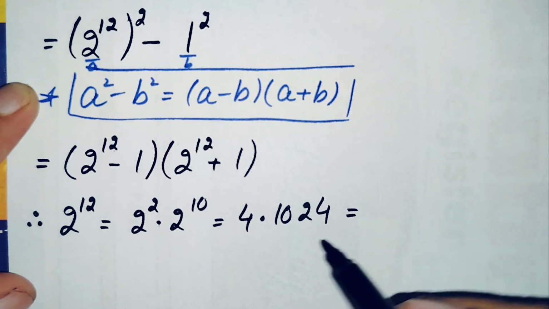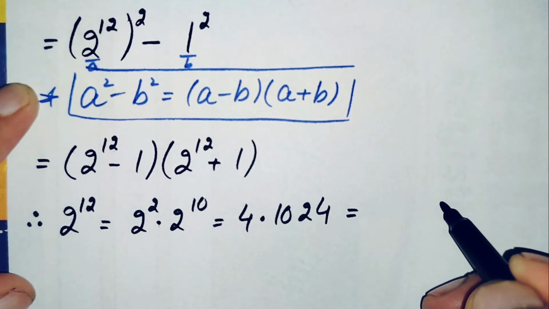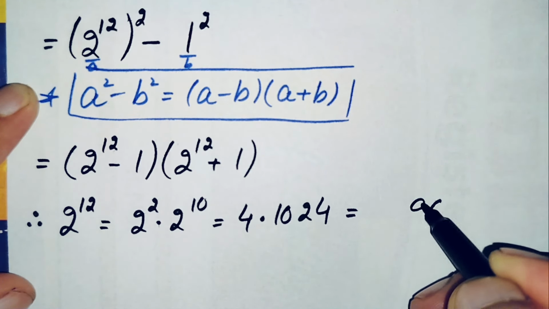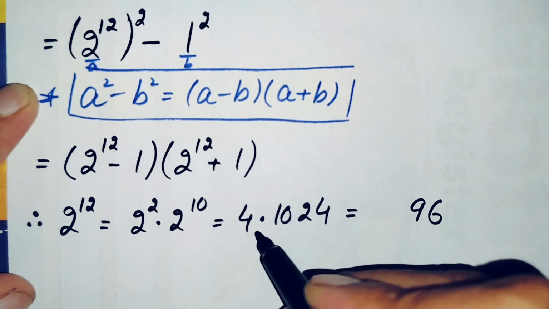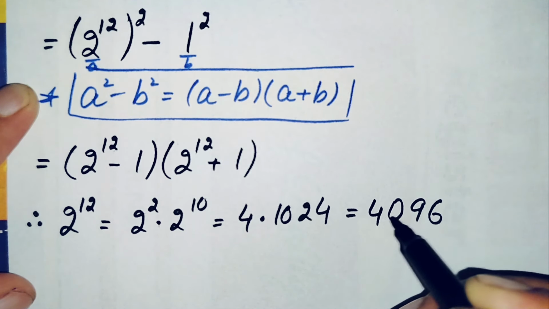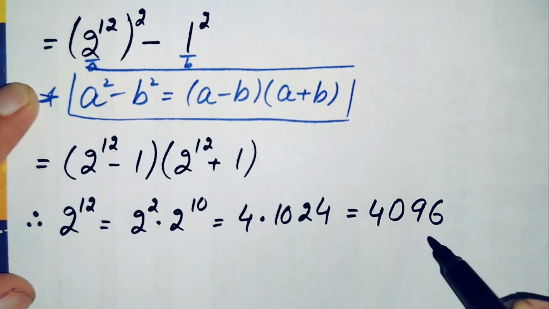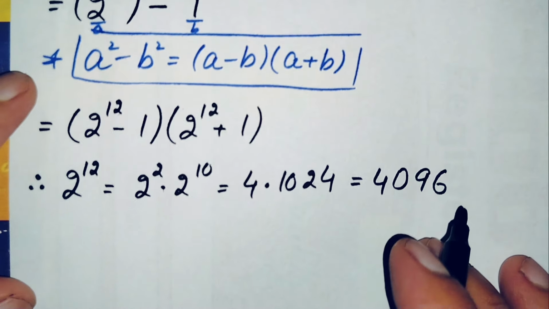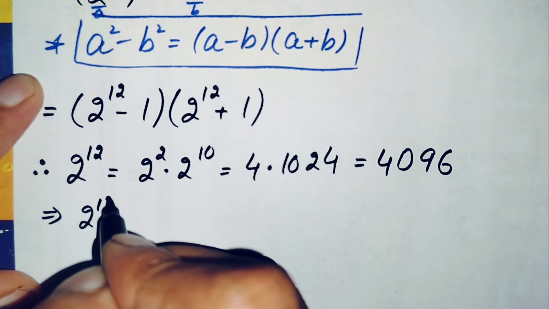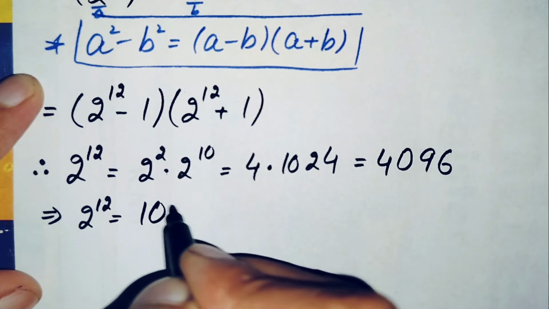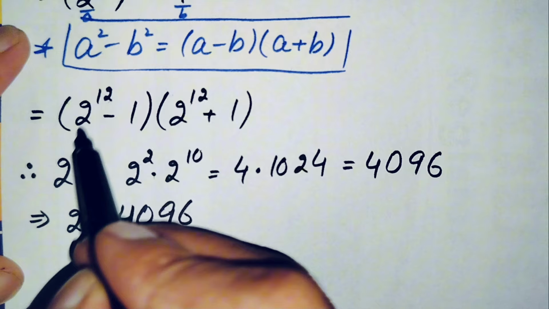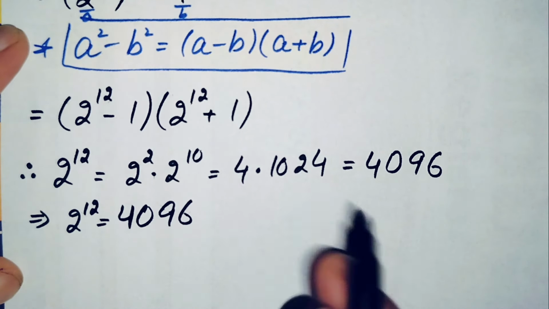Here you will multiply these two numbers, so 4 times 4 is 16, 6, 1 will be carried, 4 times 2 is 8, 8 plus 1 is 9. 4 times 0 is 0, 4 times 1 is 4. So the value of 2 raised to power 12 is 4096. So therefore 2 raised to power 12 is equal to 4096. Now here we will replace 2 raised to power 12 with this value 4096.